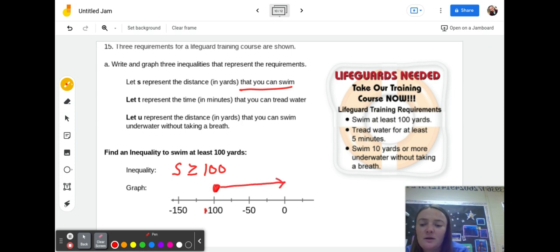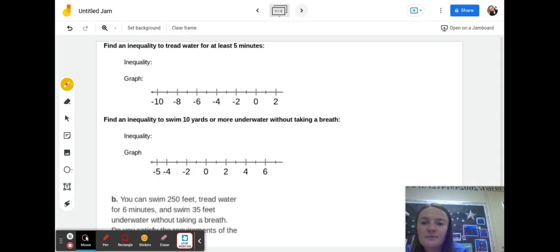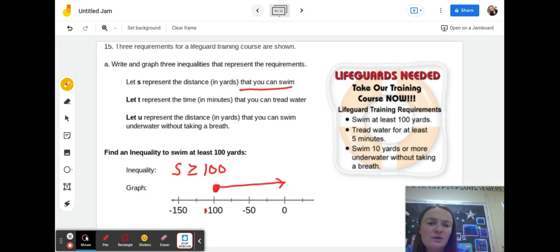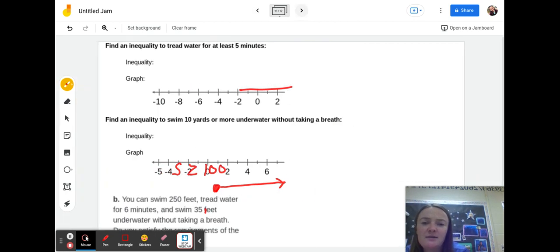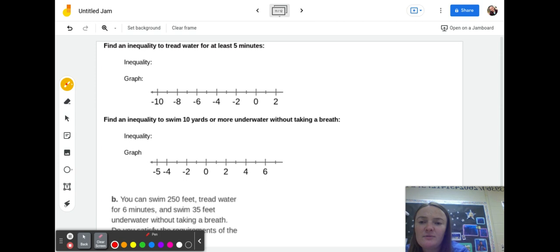All right, so for the next one, it says find the inequality for treading water. Well, it tells me that to tread water, I need to tread for at least 5 minutes, and we're saying T represents that. So if we're going to tread water for at least 5 minutes, we can say that T has got to be greater than or equal to 5. I don't know, once again, why these are negative. Interesting. But we're going to go ahead and fill in right here.